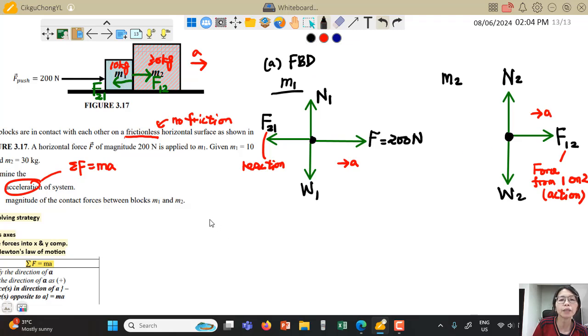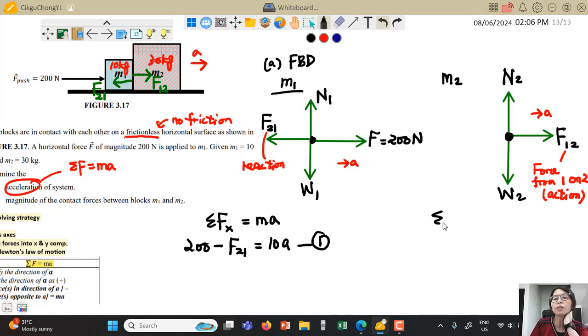Now I write down the equation. Summation of force along the x-axis equal to ma. Refer to the forces along the x-axis for M1. You can see obviously 200 newtons is in the direction of acceleration towards the right, but F21, the reaction force from M2, is opposite to the acceleration. So I'm going to have 200 minus F21 equal to mass M1, which is 10 kg, so 10a. I'll call this equation 1. It cannot be solved yet because we have two unknowns.